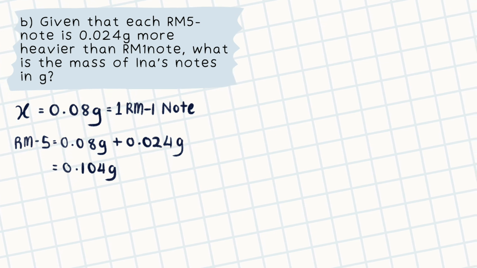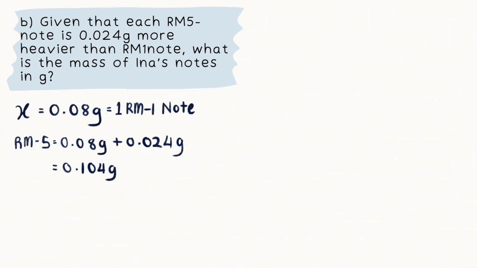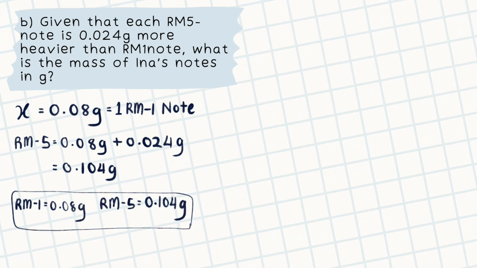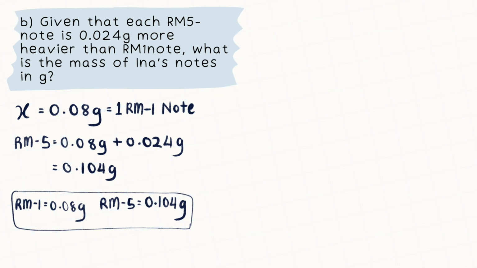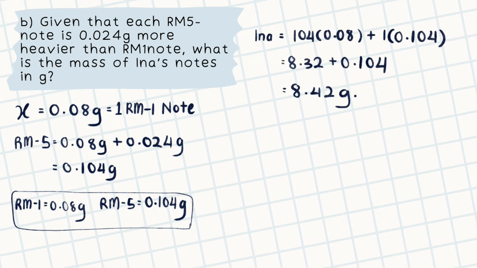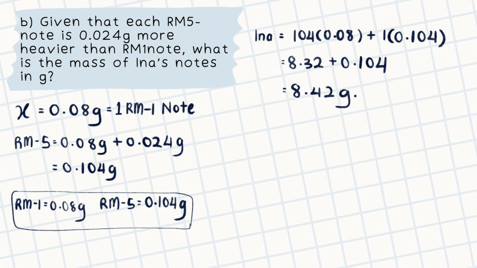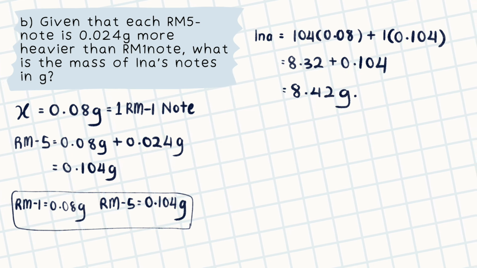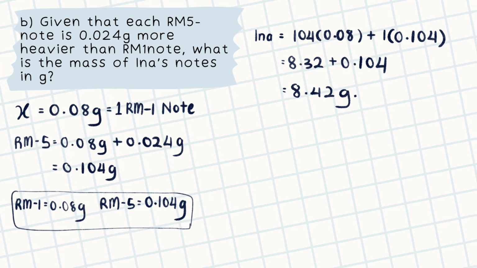Then we just use the mass of the RM1 note and the mass of the RM5 note in Ina's notes to find the mass of Ina's notes. So 104 multiplied by 0.08 plus 1 multiplied by 0.104 equals 8.42 gram. So the mass of Ina's notes is 8.42 gram.